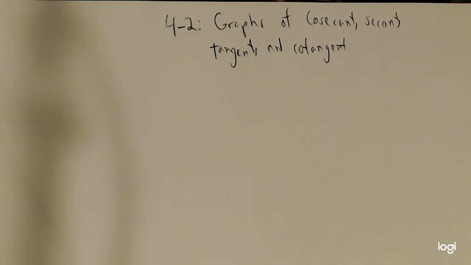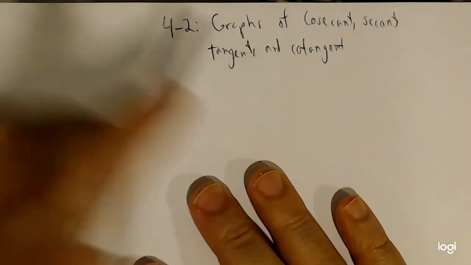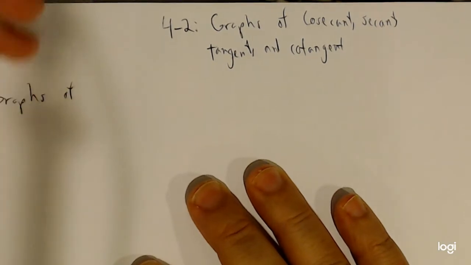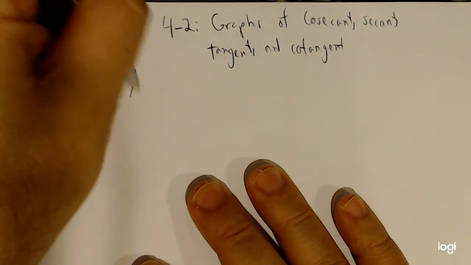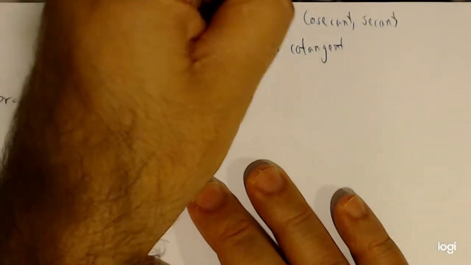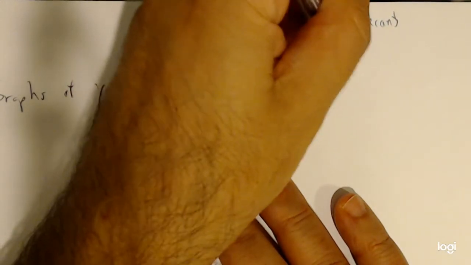So what we're going to talk about now are the graphs of the remaining trig functions, which is cosecant, secant, tangent, and cotangent. So we'll start off by talking about the graphs of y equals a cosecant of bt and y equals a secant of bt.